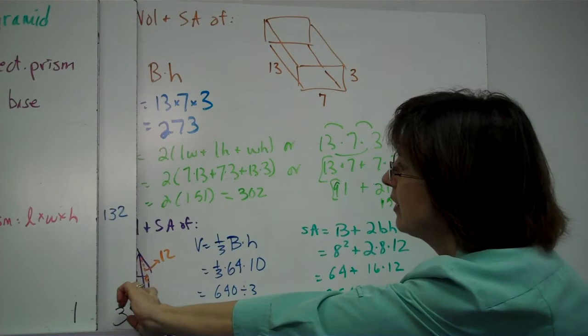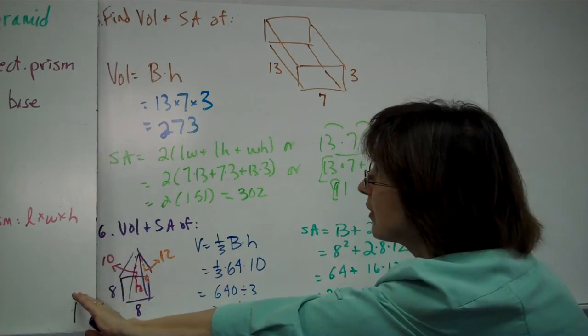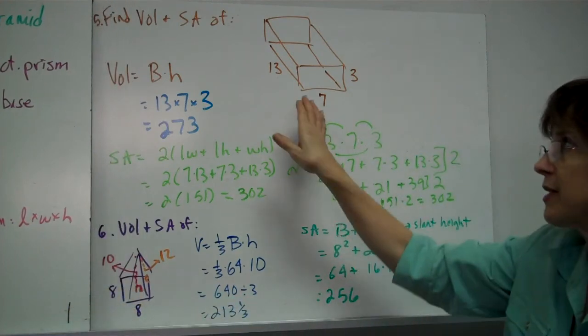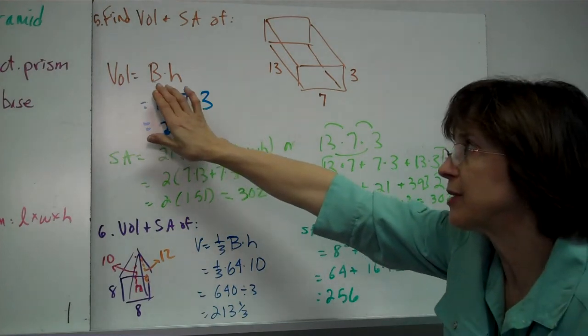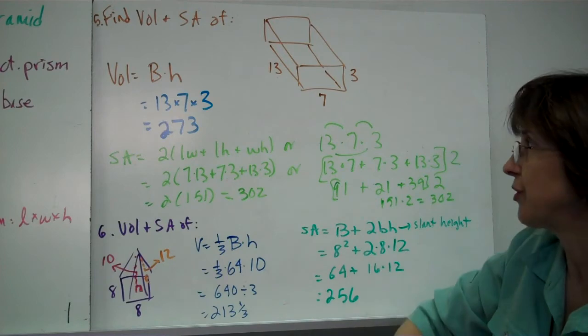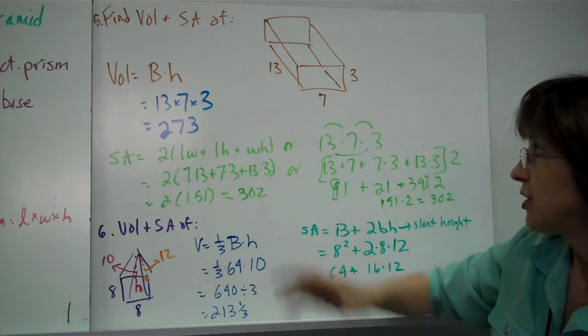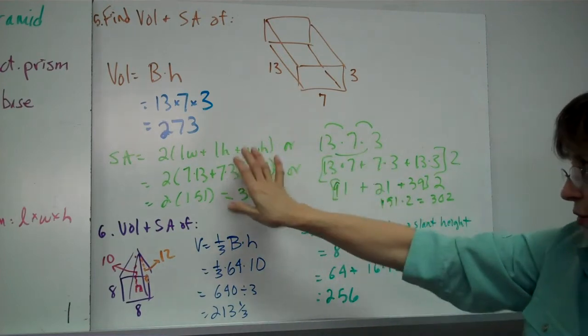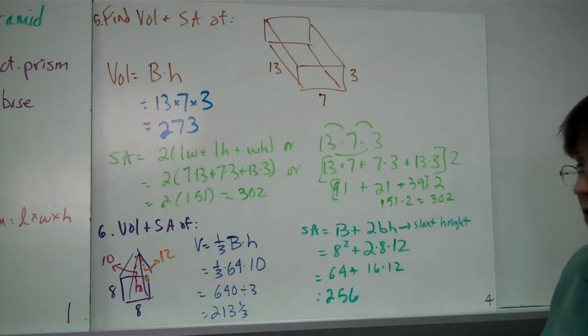Let's review a couple more things. Let's review the volume and surface area of a rectangular prism. Volume again of any prism is area of the base times the height. So let's multiply all those together. You get 273 again, units cubed. Surface area is a little trickier. You could do the smiley face or the formula, and either way you get 302.